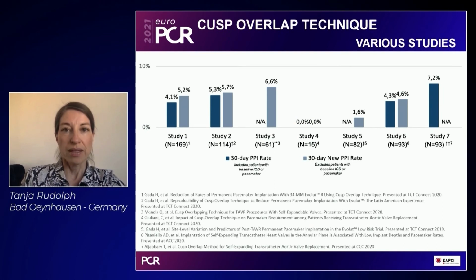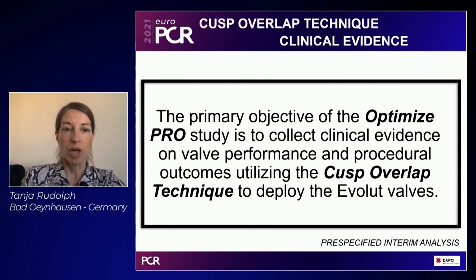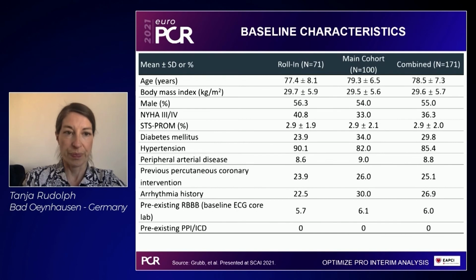Various smaller, mainly monocentric studies have shown that the cusp overlap technique significantly reduces the permanent pacemaker implantation rate. However, so far, there is no multi-center study on this topic. The Optimize PRO study has the objective to collect clinical evidence on valve performance and procedural outcomes utilizing the cusp overlap technique to deploy Evolut valves. I would like to share with you within the next few minutes the pre-specified interim analysis.